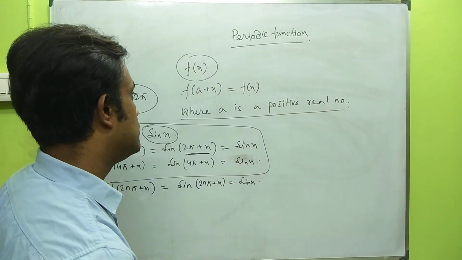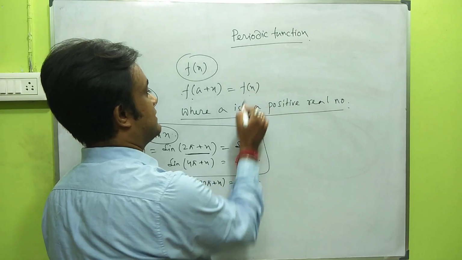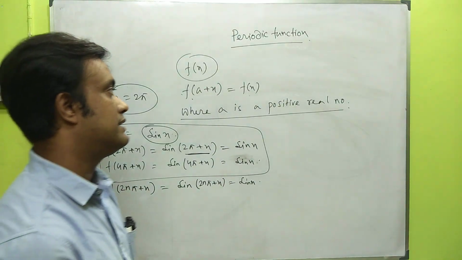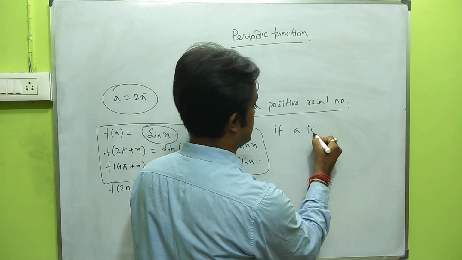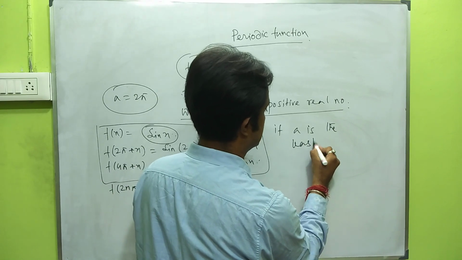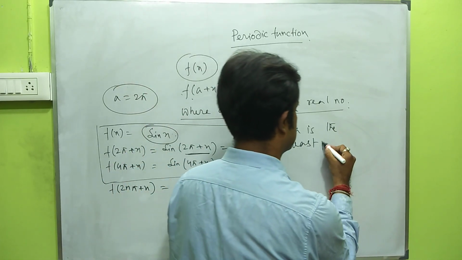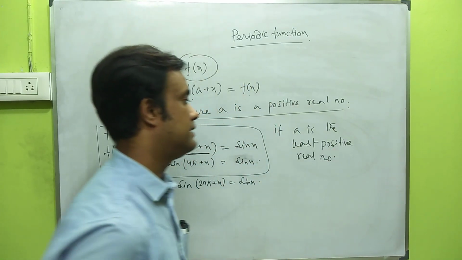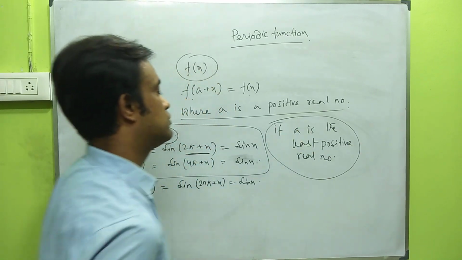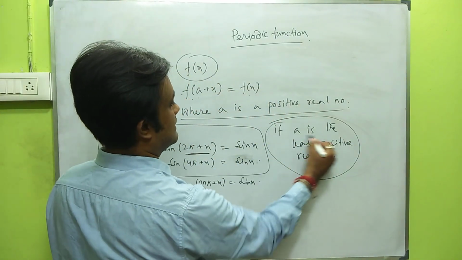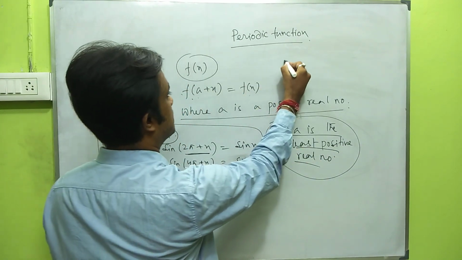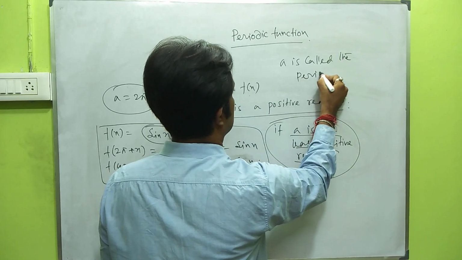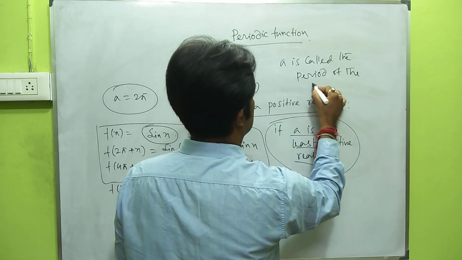This is the least positive real number for f(x) equal to sin x to be a periodic function of period 2 pi. So f of a plus x is equal to f(x), where a is a positive real number, then f(x) is called a periodic function. And if a is the least positive real number, then a is called the period of the function.